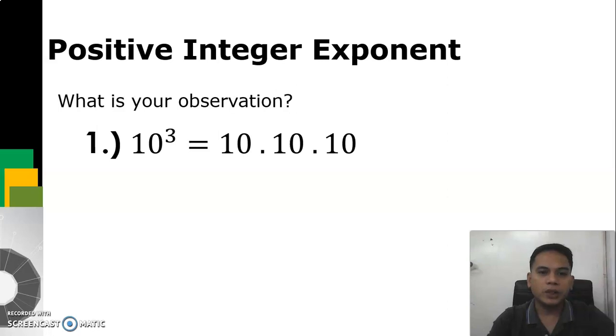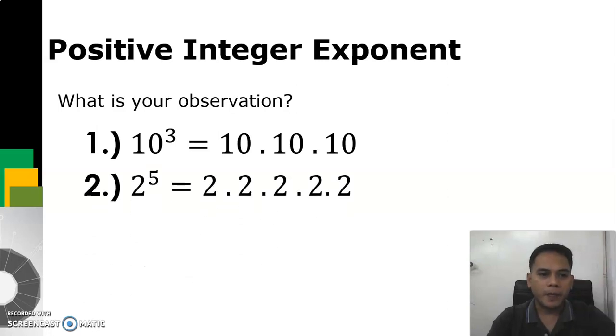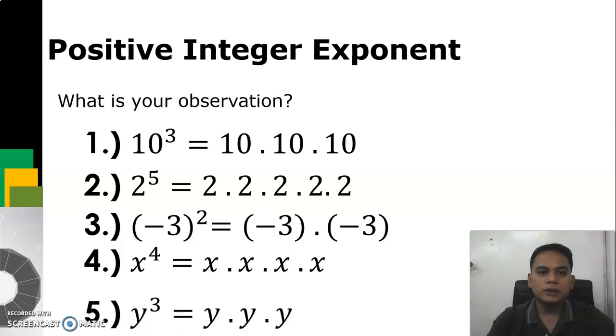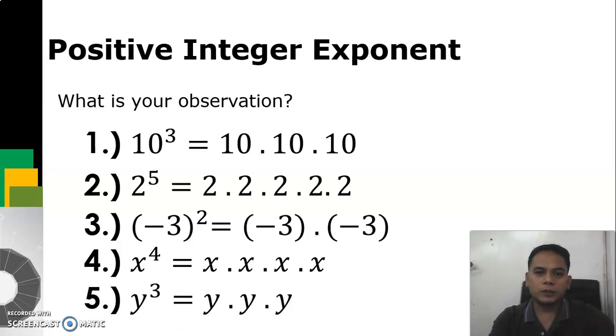Number 1, 10 to the cube. Number 2, 2 to the fifth. Number 3, negative 3 squared. Number 4 is x to the 4. And number 5 is y to the cube. I know you have something in your mind.